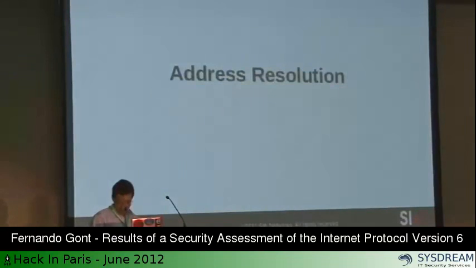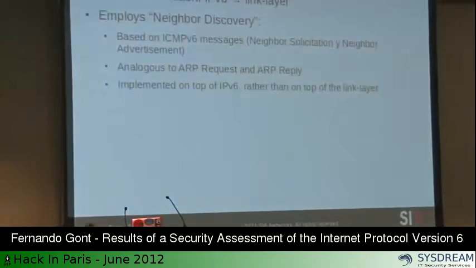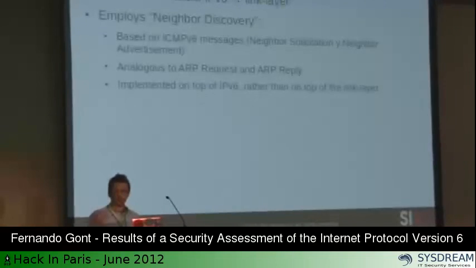So a couple of words about address resolution. Address resolution is essentially about mapping an IPv6 address into a link layer address. That's the same thing that you do in IPv4 with the ARP protocol. In the case of IPv6, it employs a set of protocols called neighbor discovery. Neighbor discovery is based on ICMP version 6 messages. For the purpose of address resolution, it employs neighbor solicitation and neighbor advertisement messages. Those are analogous to ARP request and ARP response packets.